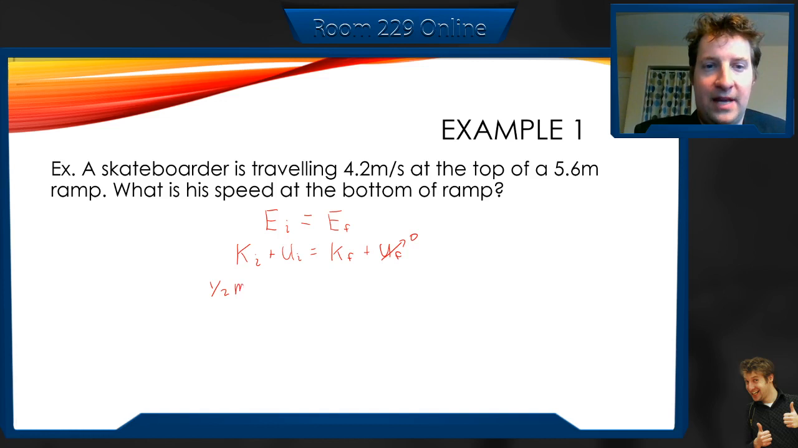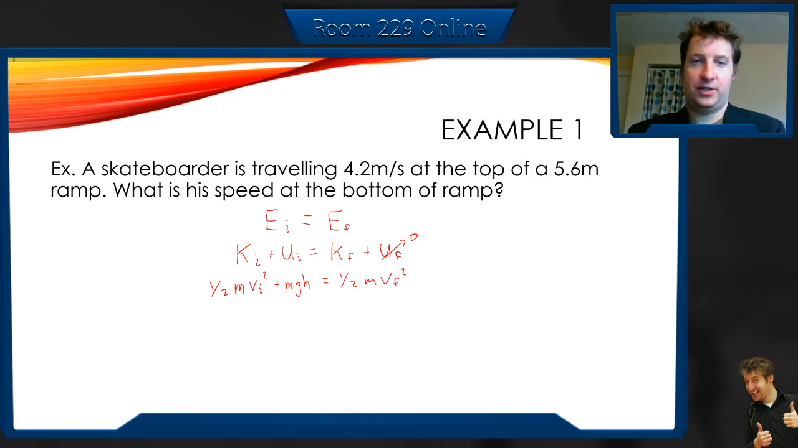Half the mass of the skateboarder times the initial velocity of the skateboarder, squared. So that's his kinetic energy, plus mass times gravity times his height, which is his potential energy, is going to be equal to half the mass times his final velocity squared. This is his initial kinetic energy, his initial potential energy, and the sum of those two energies, his total mechanical energy, is going to be equal to the mechanical energy at the end.